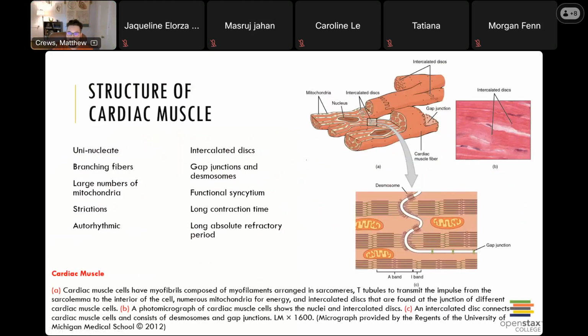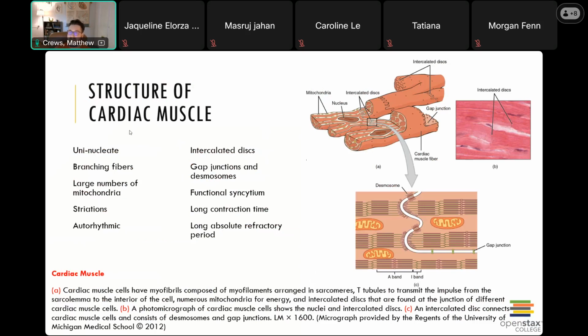Cool. So the structure of cardiac muscle. As we talked about in the lab, there's a couple things that are special about heart cells, okay? Specifically myocardial cells. They are uninucleate, means one nucleus per cell, right? There are branching fibers. You see how these branch off kind of like a tree and they're not linear like a skeletal muscle would be. There's large numbers of mitochondria. We need a lot of energy to move constantly, okay?